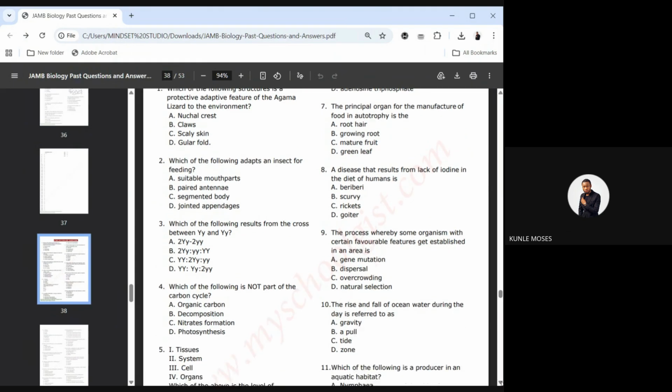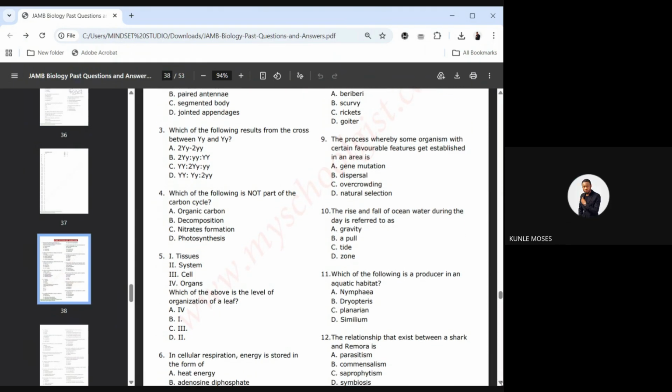I was about to explain this, natural selection. Natural selection. Very good. So it's under genetics? It's under evolution. Yeah. Number 10. Tide. It's tide. Number 11.